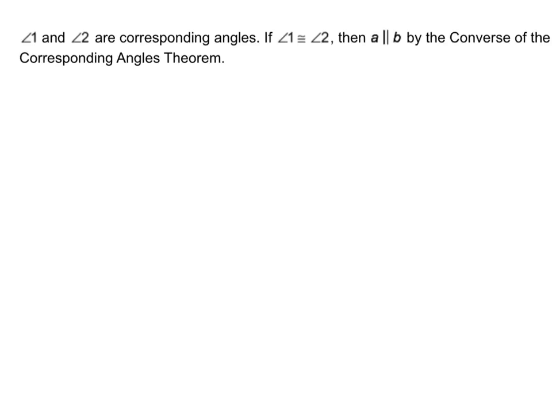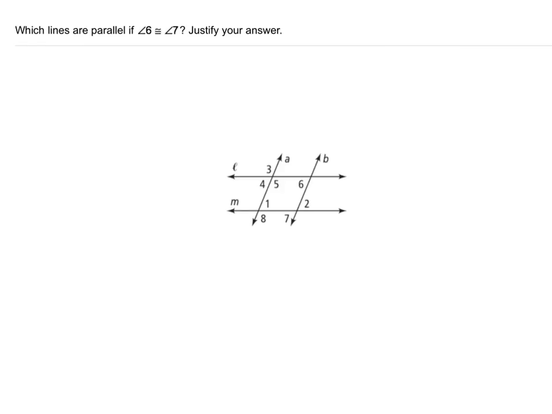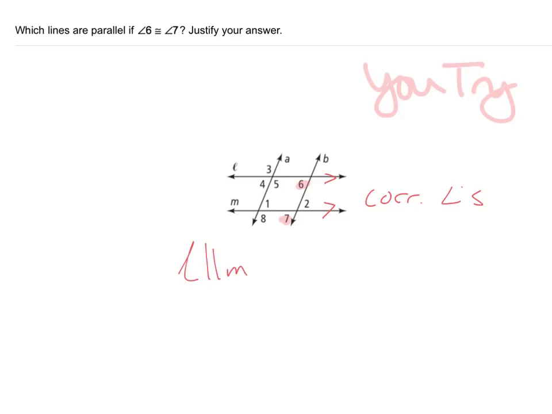On this screen, you can see it's just the answer to the problem that we just talked about doing. All right, so this would basically be a you-try problem in class, but since I am not here today, we are going to go ahead and just work this one out together. The question says, which lines are parallel if angle 6 was congruent to angle 7? And it's very similar to the last one. You can see that angle 6 and angle 7, those two would be corresponding angles. So therefore, line L would have to be parallel to line M. And the way we could prove this would be that converse of the corresponding angles theorem.